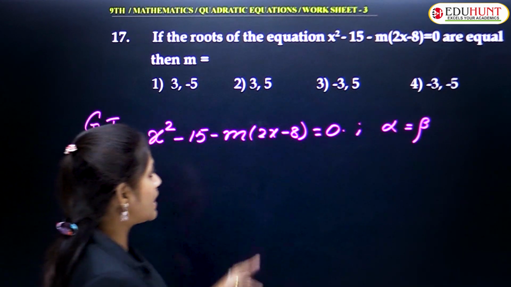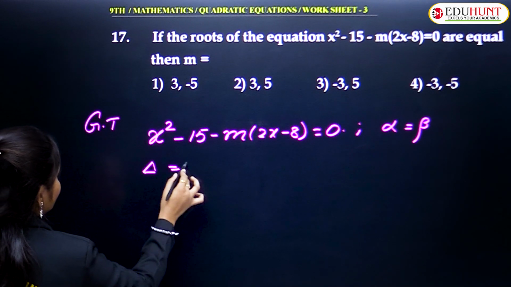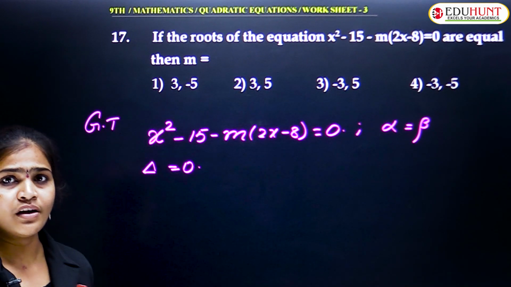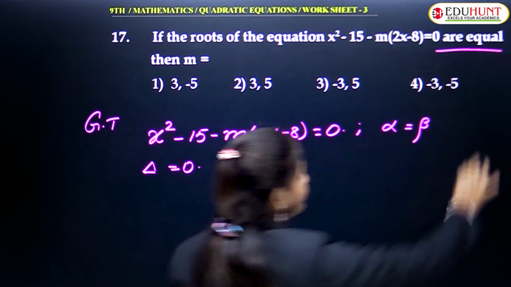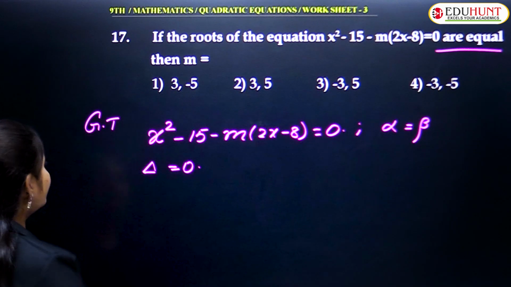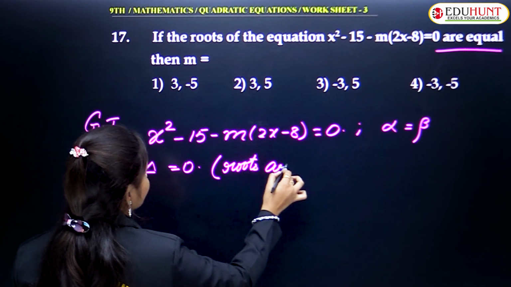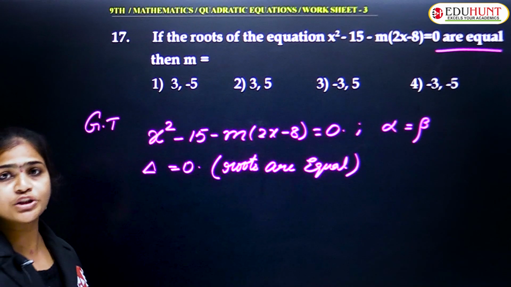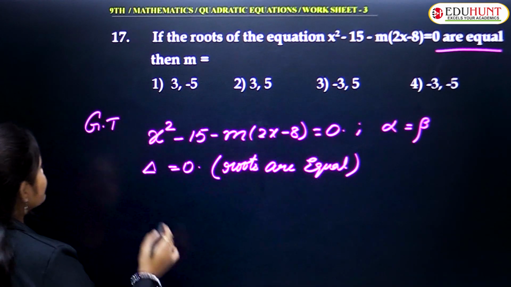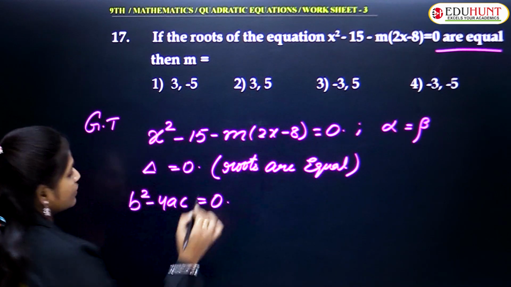So those two roots are equal means we know that delta is equal to 0. Yes or no? Why? Because the given roots are equal. So depending on that condition, here delta is equal to 0. Roots are equal, already they mentioned in that question. So b square minus 4ac is equal to 0.